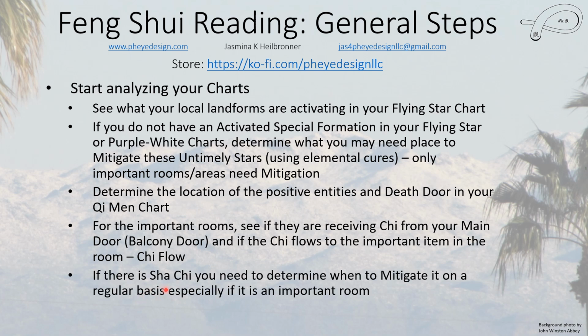Now, if there is Sha Qi, you need to determine when to mitigate it. And actually, in my membership, I do this monthly, and I tell you down to the hour. But I also have told you how to do this if you want to do it on your own. There is a video about it. It's not terribly easy, but it's also not impossible. And you have to be able to program. But I just use Excel, nothing more than that. So it's doable. It's a pain in the butt, but it's doable.